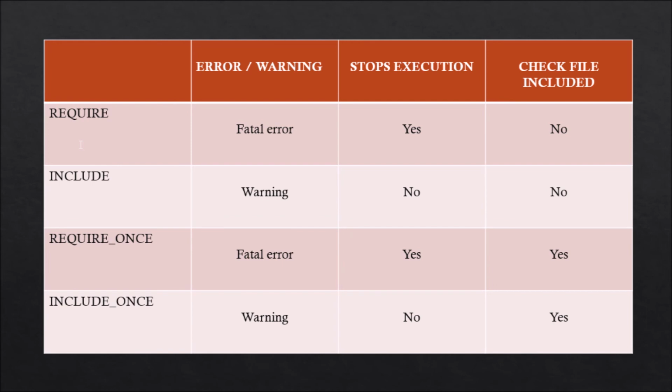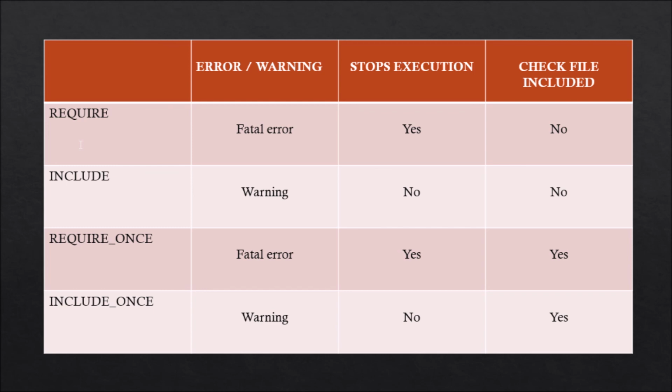In the last, let me quickly summarize what I have shown you in this video. The first one is require. If the file is not present, it will give a fatal error and stop the execution, and it will not check if the file is already included or not. Second is include. It will give a warning if the file is not there. It will not stop the execution and it will not check if the file is already included or not.